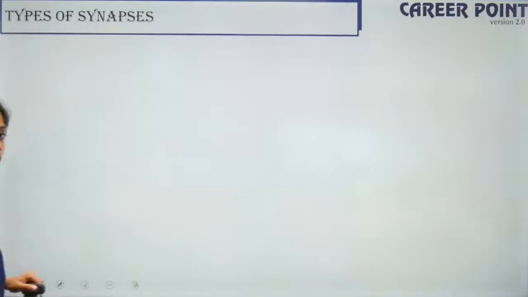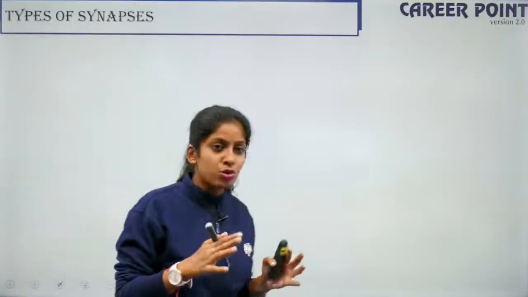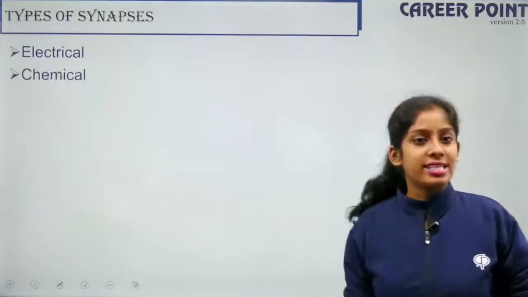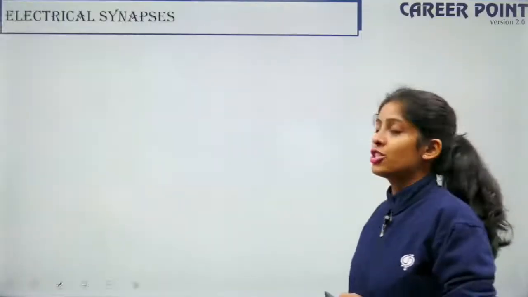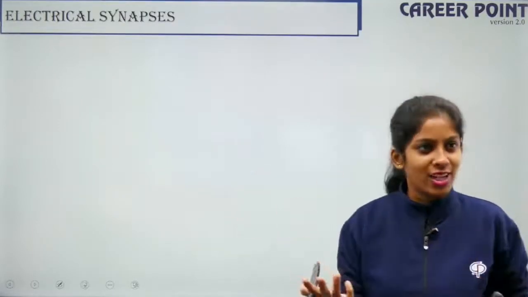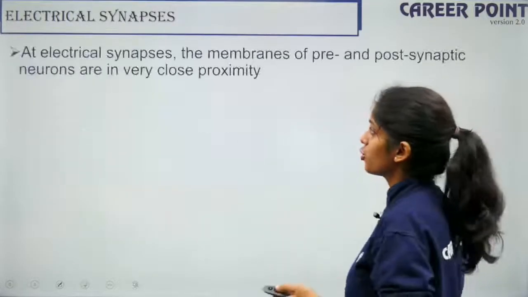Moving further, we have two types of synapse, two types of gaps you can say. What are they? One is electrical and one is chemical. Fine. First let's talk about the electrical synapse. How does the current pass through? That is the electrical synapse. There is no complication.